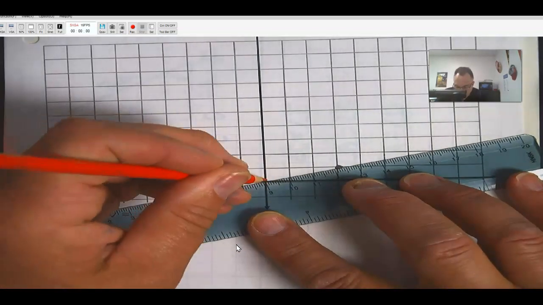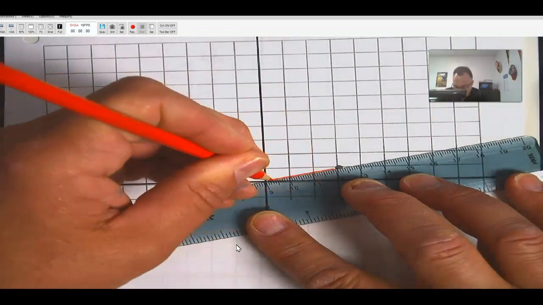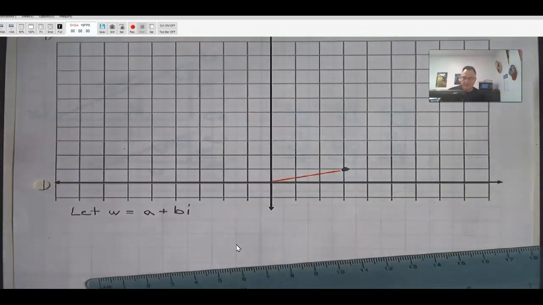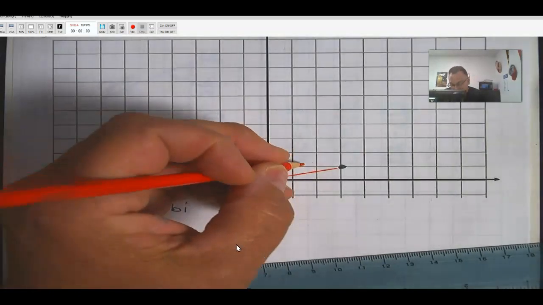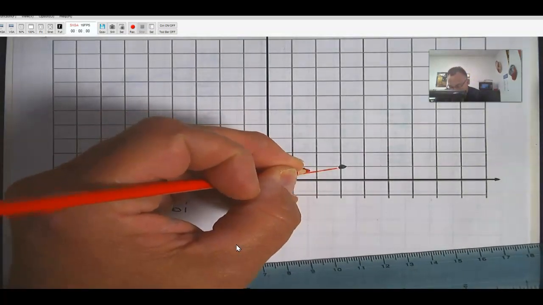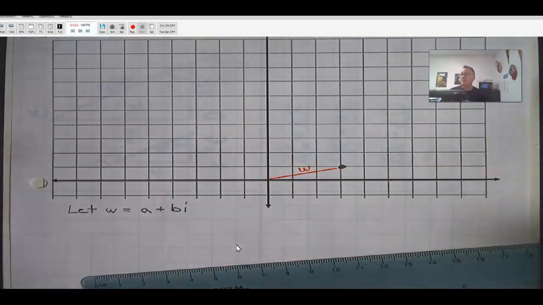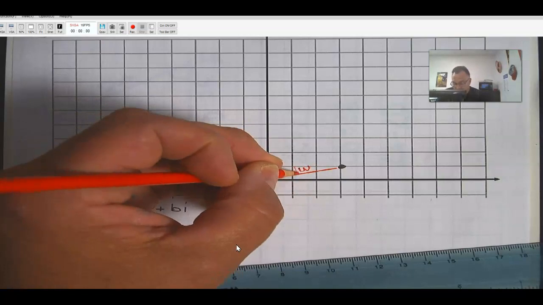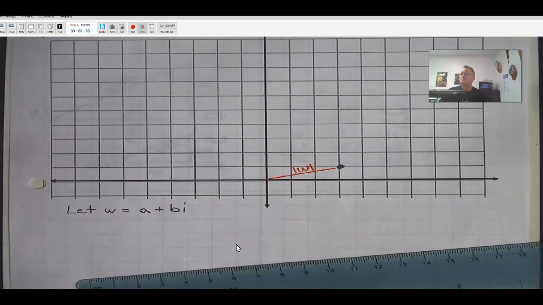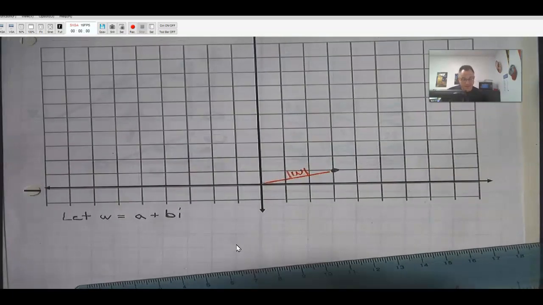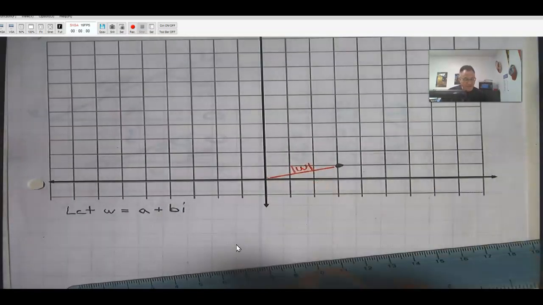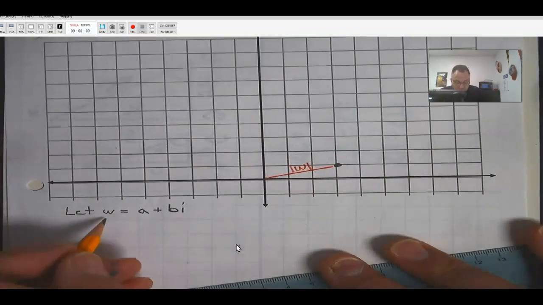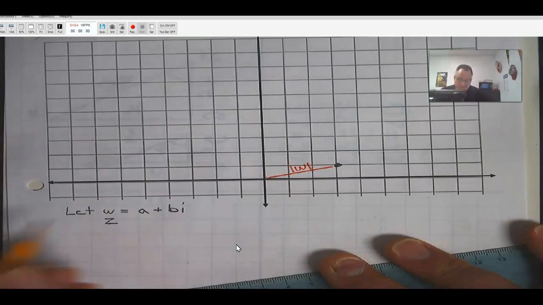Then we're going to use one color and connect that point there. We're going to label that W. That length is W. That would be like the modulus of W is that length. And then we're going to take that and multiply it by another complex number Z.